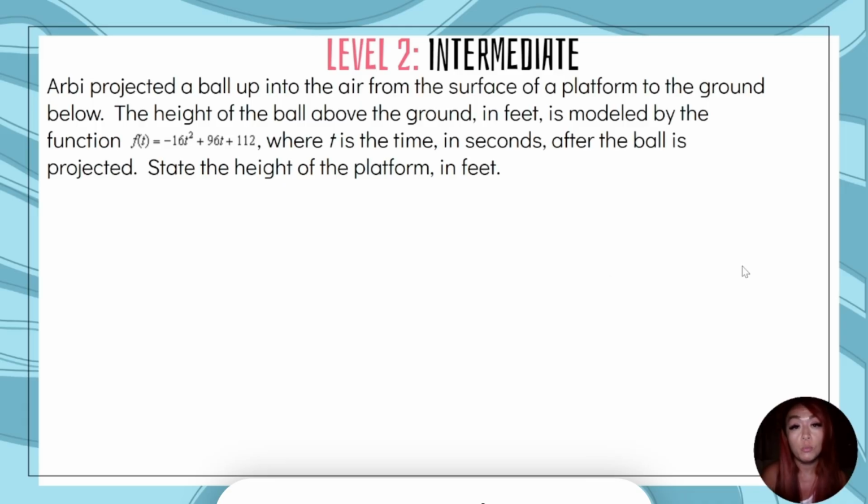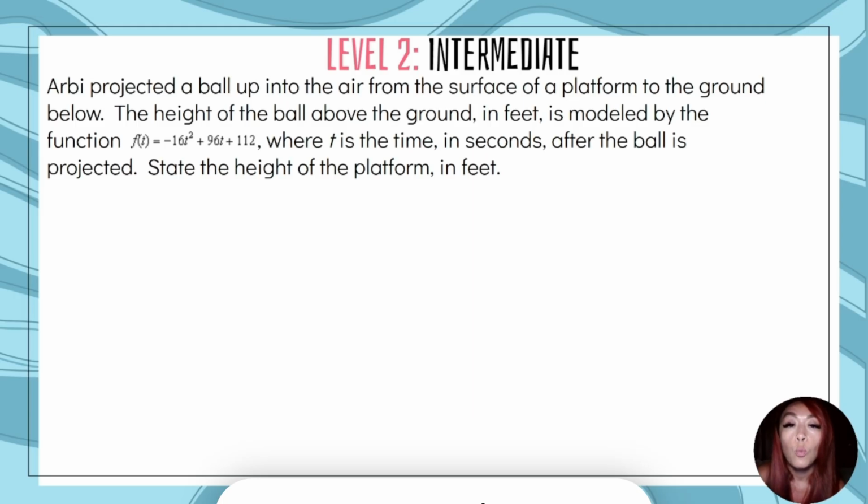Moving on to some intermediate questions. RB projected a ball up into the air from the surface of a platform to the ground below. The height of the ball above the ground in feet is modeled by the function f of t equals negative 16t squared plus 96t plus 112, where t is the time in seconds after the ball is projected. State the height of the platform in feet.